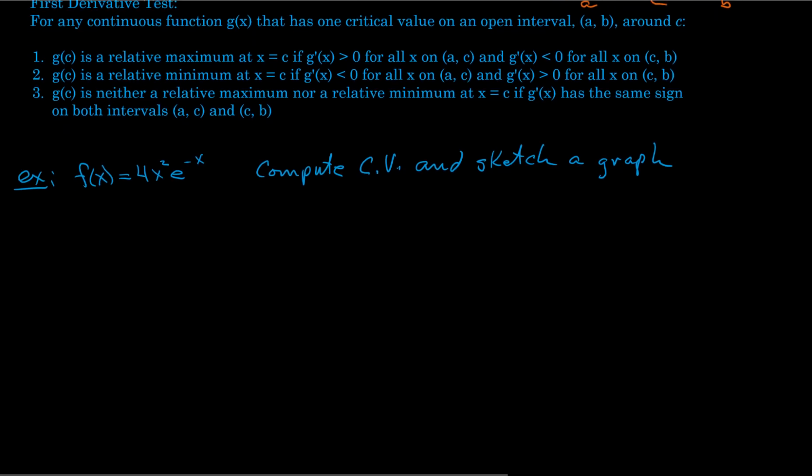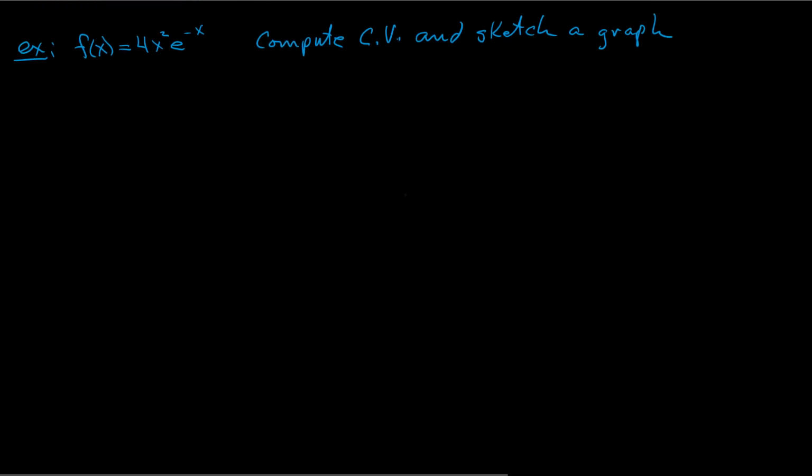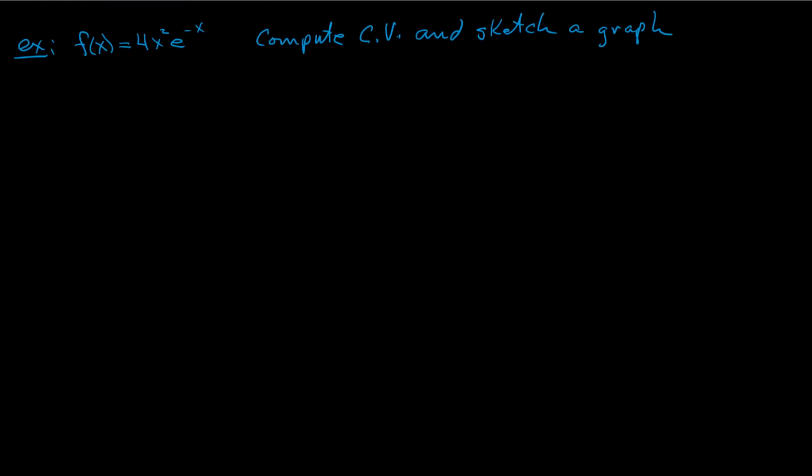Okay, so with this first derivative test in mind, and we'll come back to this as we move through this example, you're given this function 4x squared e to the negative x, and you're asked to compute the critical value or values and to sketch a graph. Well, as will always be the case, the first thing we're going to do here is compute the derivative.